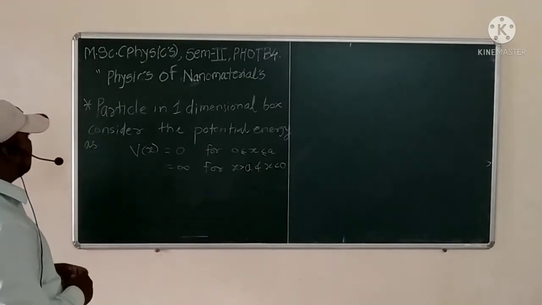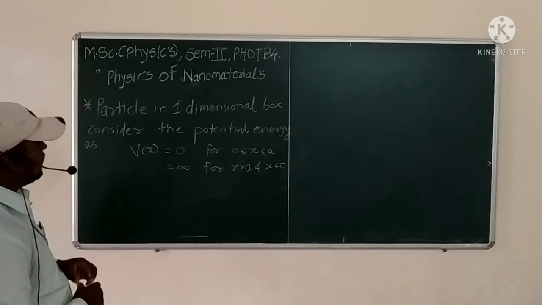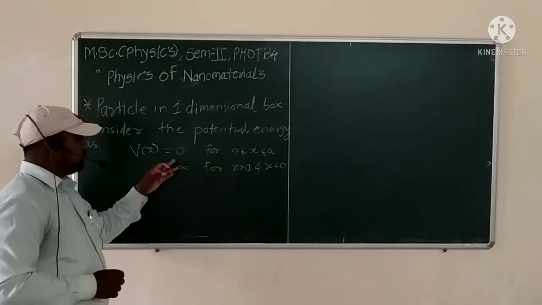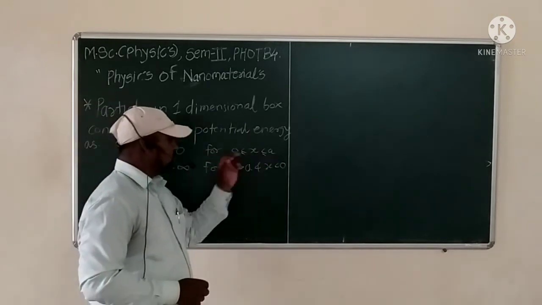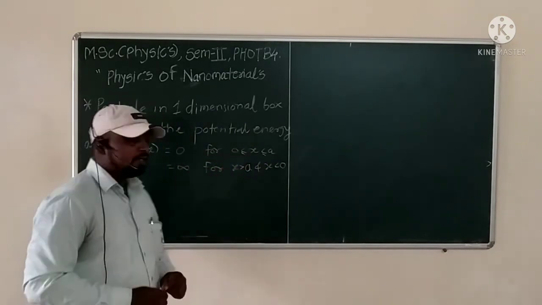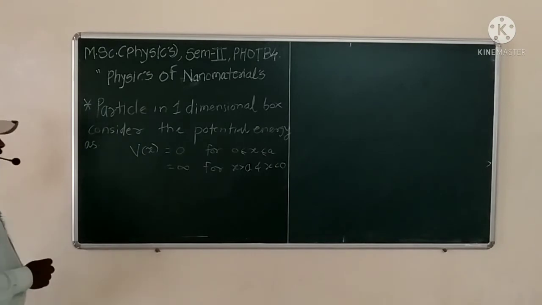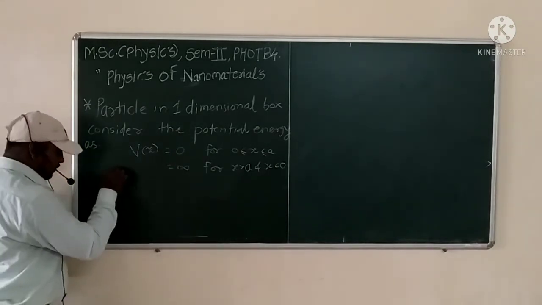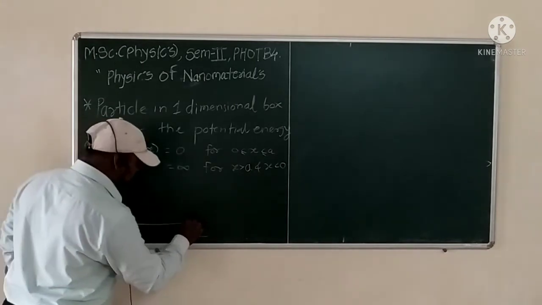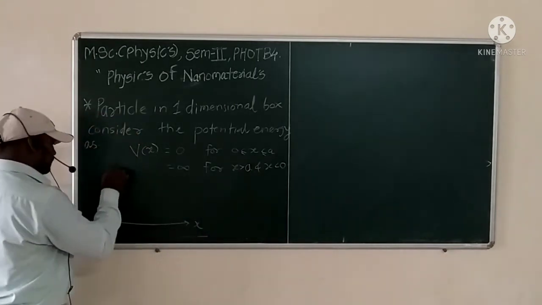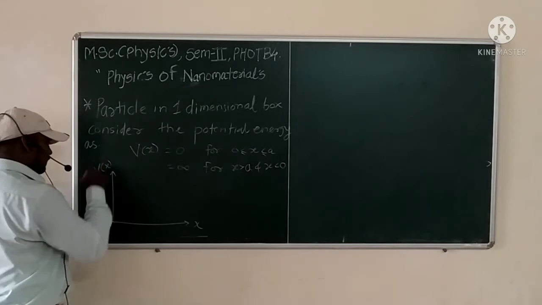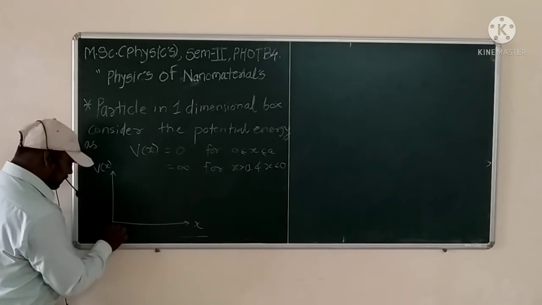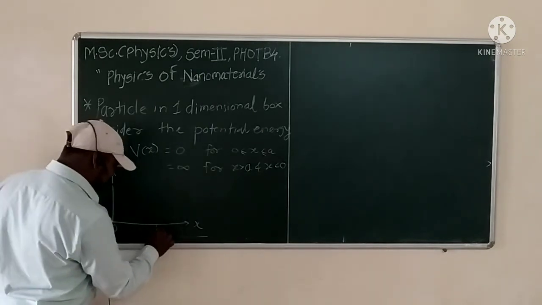The potential given for one particle in a one-dimensional box is that the potential is 0 in the region between 0 and a, and it is infinity for x greater than a and x less than 0. You can draw it like this. This is the x-axis, this is the potential V of x. So this is 0 and the box length is a.